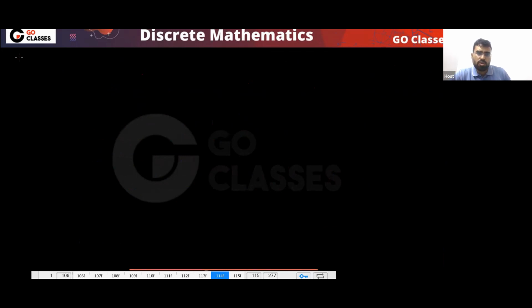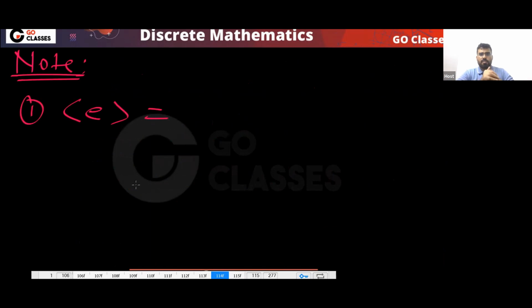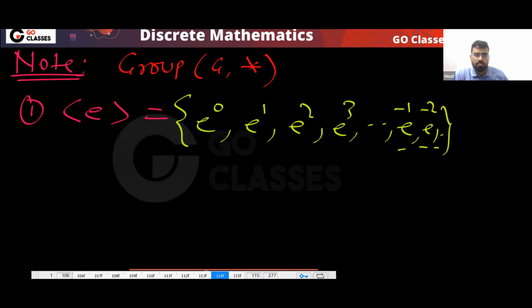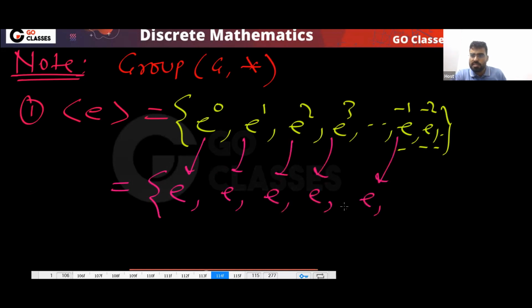Some simple notes you can make. The first thing: what is the subgroup generated by the identity element in any group? You take any group, then what is the subgroup generated by the identity element? That means e power 0, e power 1, e power 2, e power 3, e inverse, e power minus 2, and so on. Everything is e.